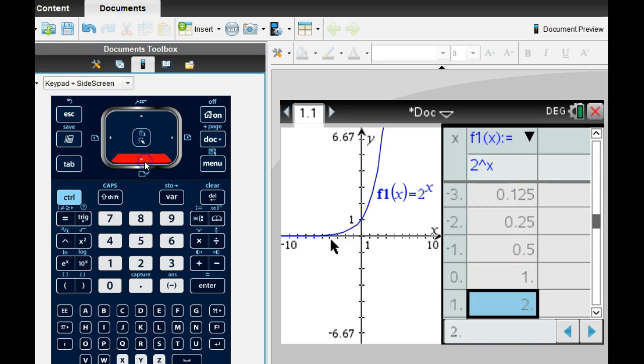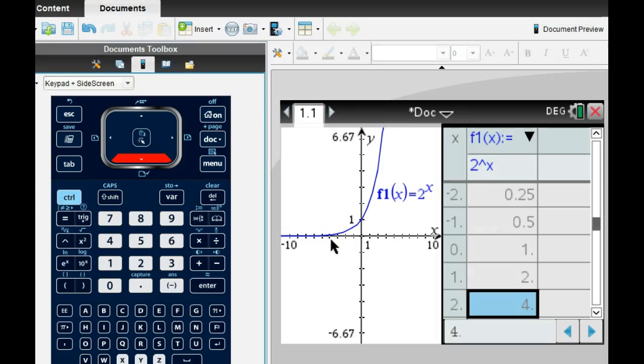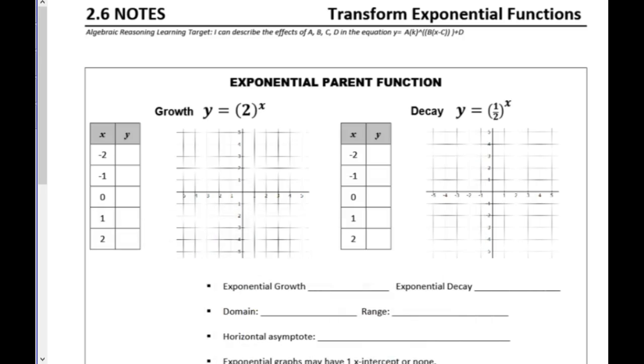And it wants us to put these points down. So off to the left here, -2, comma, positive 0.25, 0.5, 1, 2, and 4. Let's write that down. Does everyone see how I'm getting the table? I graphed it and I hit Control-T.